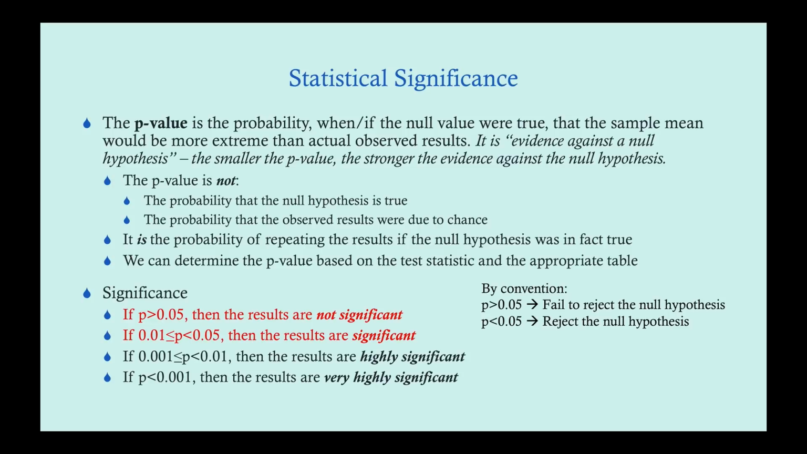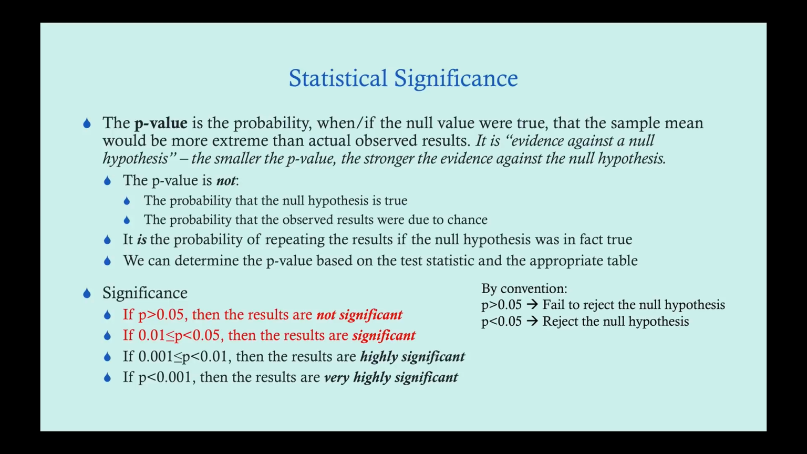Okay, so statistical significance. And this is where we get into the p-value. So the p-value is the probability when or if the null value were true that the sample mean would be more extreme than the actual observed results. Oh, that sounds so complicated, doesn't it? Well, let me give it to you in a little bit less accurate but easier terms that should be sufficient for the USMLE. So the p-value is basically the evidence against a null hypothesis. And the smaller the p-value, the stronger the evidence is against the null hypothesis. So if you have a really small p-value, then it's stronger and stronger evidence against that null hypothesis. So the smaller your p-value is, the more evidence you have to reject the null hypothesis.